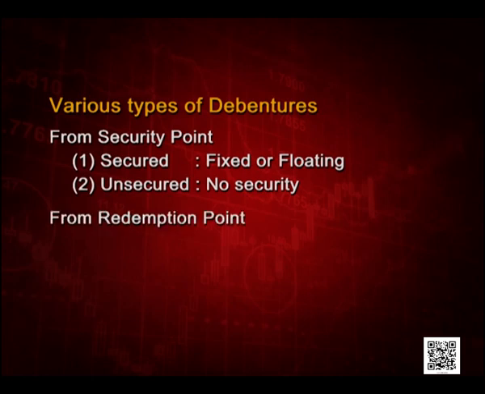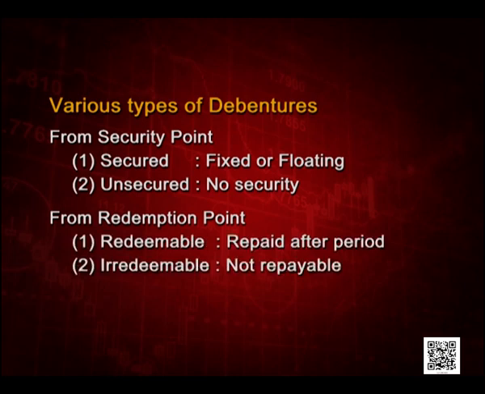What are the various types of debentures? If we see from the security point of view, the debentures can be secured or unsecured. They are secured when there is a fixed or floating charge on them, and unsecured when there is no security. Fixed charge means a particular asset is secured for that, and floating charge means a charge on all the assets of the company. Next, from the redemption point of view, debentures which are to be repaid are called redeemable, and which are not repayable are called irredeemable.